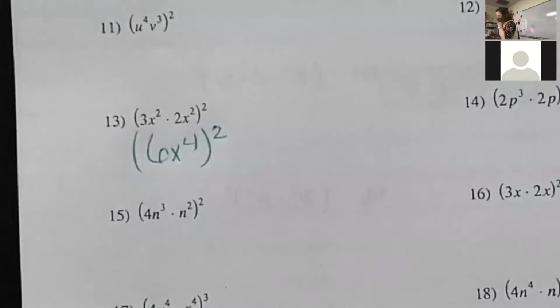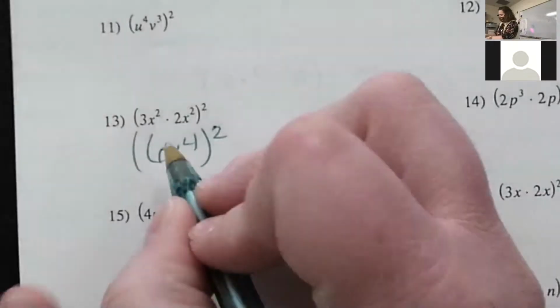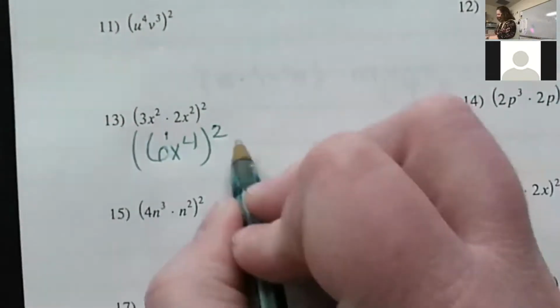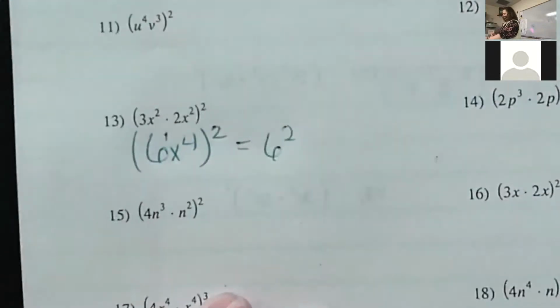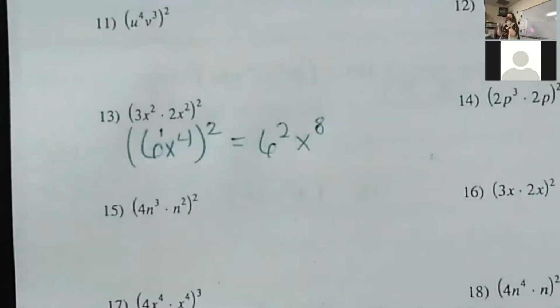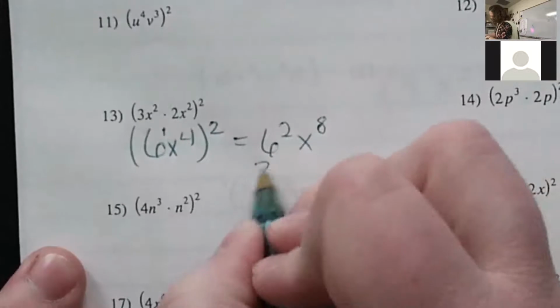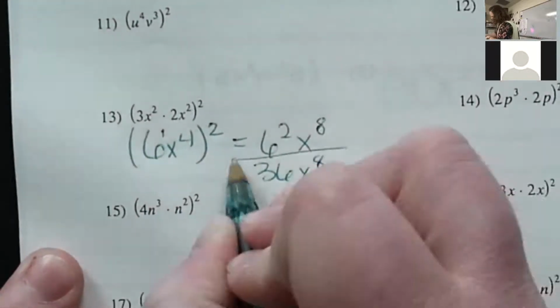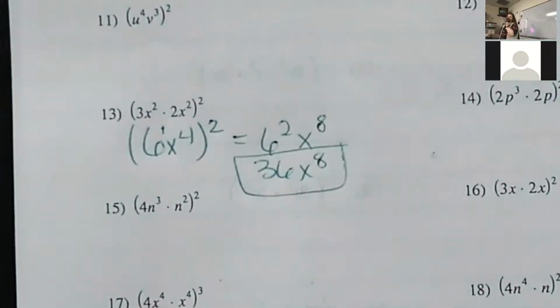So what do I need to write in? 6 to the 2nd. 6 to the, my invisible 1, good, which is going to get me 6 to the 2nd, x to the 8th, because I'm multiplying. What is 6 to the 2nd power? 36. Wonderful. So I have 36 x to the 8th. Wasn't actually that bad, right? Do the stuff in the parentheses first, then worry about raising it to that power.